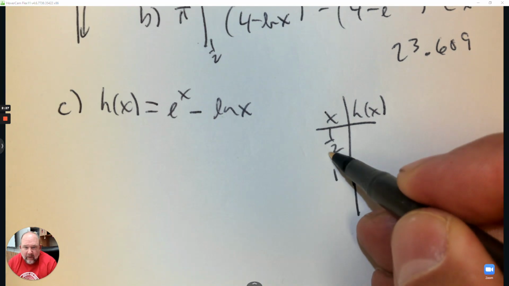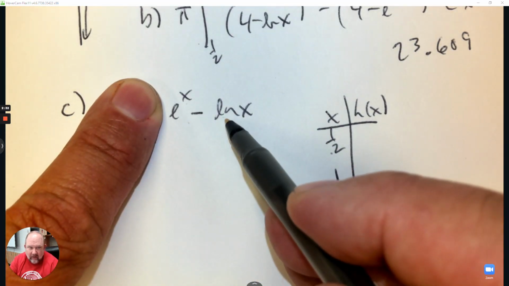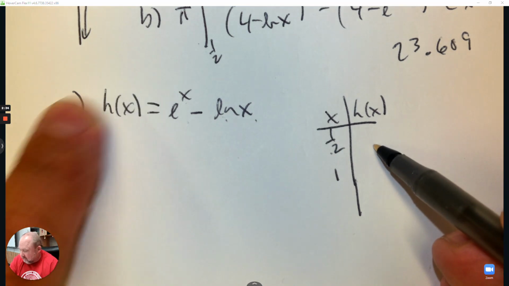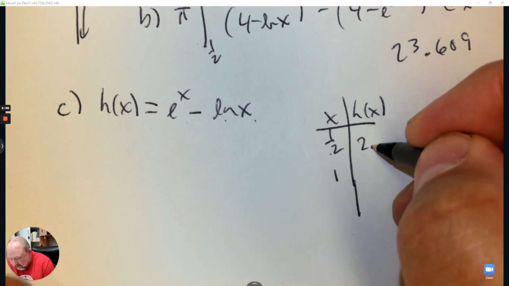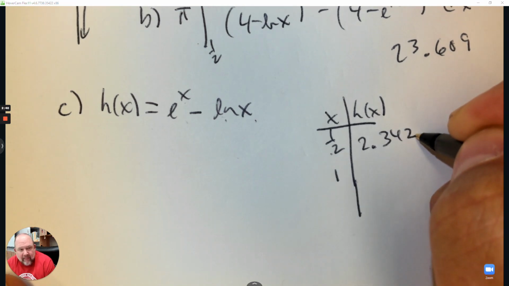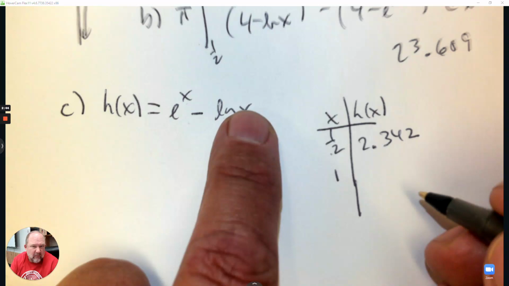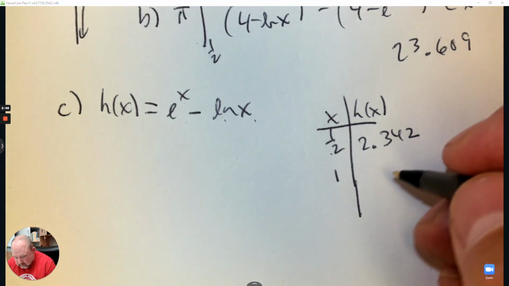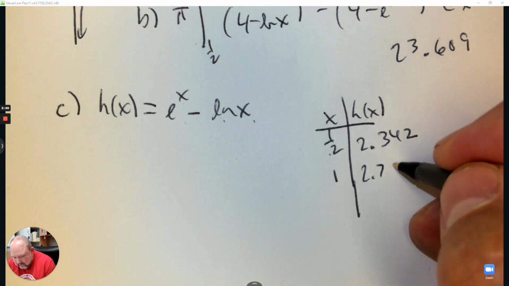So I want you to plug in 1/2 and use your calculator: e to the 1/2, subtract ln 1/2, and then write the answer down. I'm going to do the same thing. At 1/2, you should get 2.342. Do the same thing for 1: e to the 1, subtract ln 1. Ln 1 is 0, so it's just e to the 1, which is 2.718.